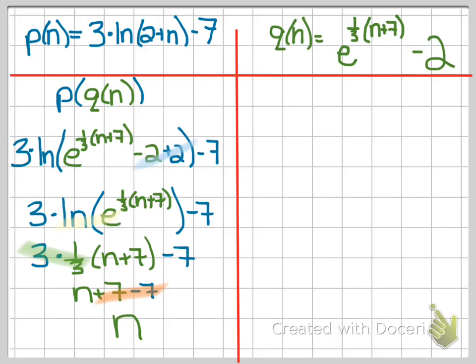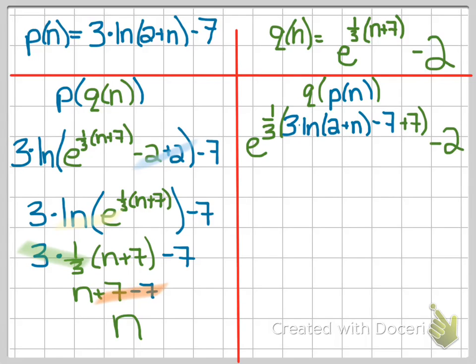But I want to check the other way as well. Let's compose p within q. So my q function is kind of my master function, and wherever I see my input, I'm going to replace that with my p function. So I start with my p, and I kind of build around it. So the whole long thing is that I have e raised to 1/3 of 3 times the natural log of 2 plus a number, take away 7, increased by 7, finally taking away 2.